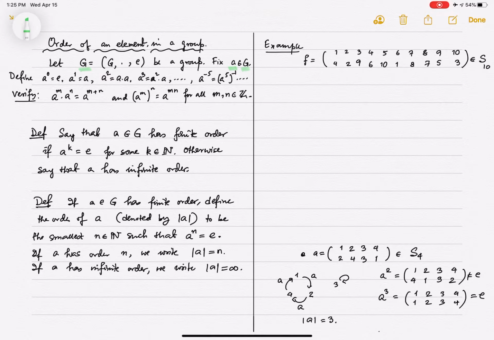And then you verify the usual exponential laws. A to the m times A to the n is A to the m plus n, and A to the m to the n is A to the mn for all m, n. So in particular, A to the m inverse is A to the minus m for all m.